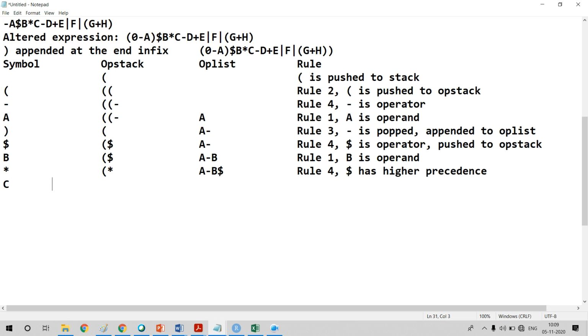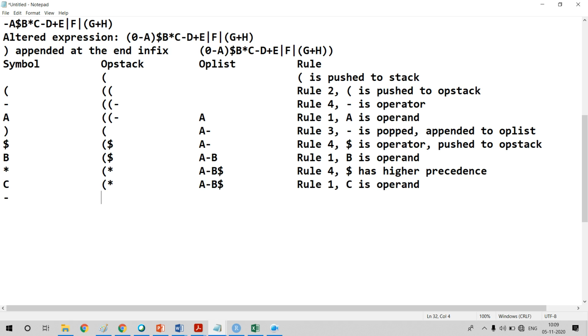The next symbol is C. C is operand. As per rule number 1, operand must be pushed to stack. OP list. That stack is called OP list. Only push is permitted. C is operand.